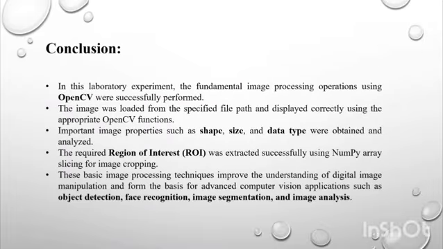Conclusion. To conclude, in this laboratory experiment, we successfully performed two basic image processing operations using OpenCV. First, we loaded and displayed the image while obtaining important image properties such as shape, size, and data type. Next, we extracted the required region of interest using image cropping and saved the cropped image successfully. These basic image processing techniques form the foundation for advanced computer vision applications such as face recognition, object detection, image segmentation, and autonomous vehicles.